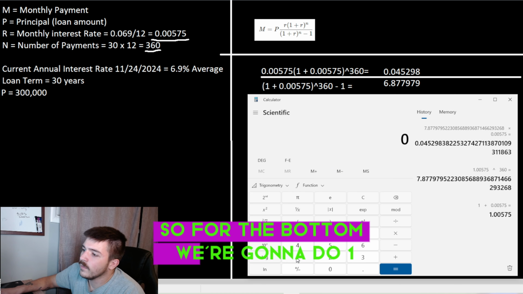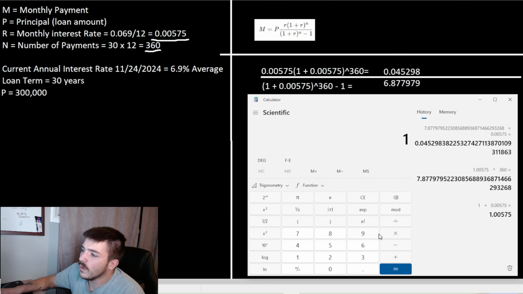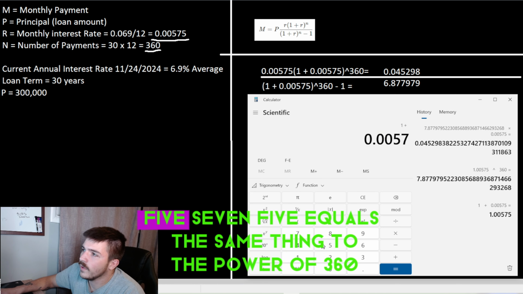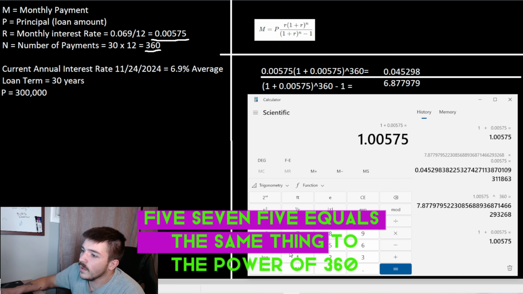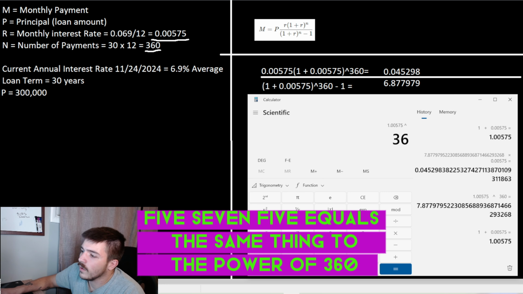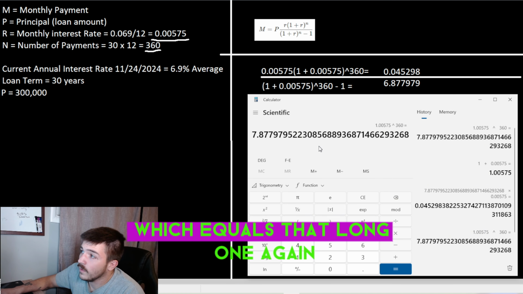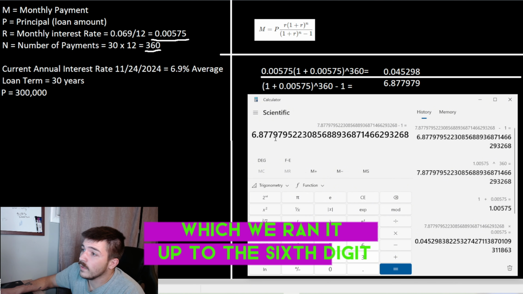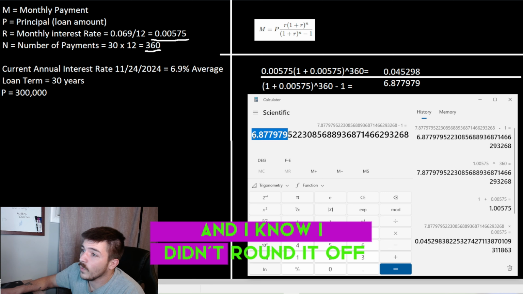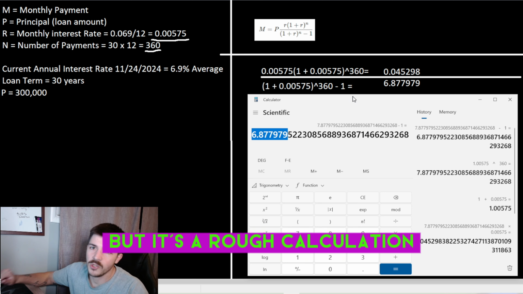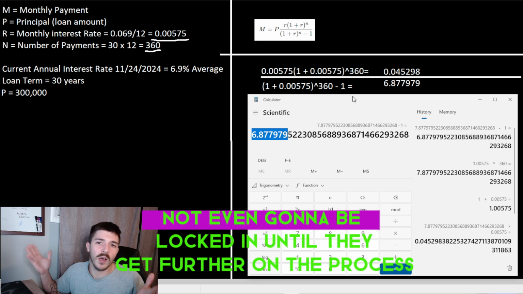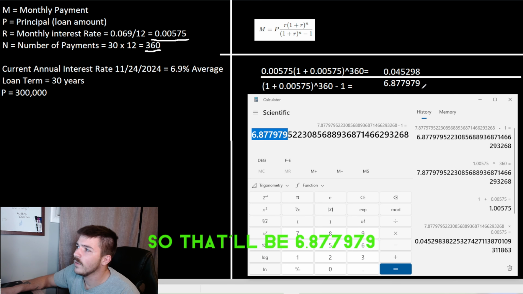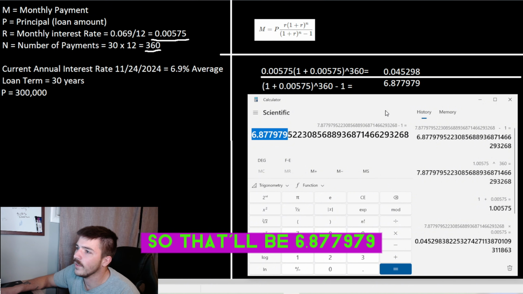So for the bottom, we're going to do 1 plus 0.00575, the same thing, to the power of 360, which equals that long number again, minus 1, which we rounded to the 6th digit. And I know I didn't round it off, but it's a rough calculation. This isn't going to be exact, and your rate's not even going to be locked in until you get further on in the process. So it's just a rough idea of how much you'd be paying. So that'll be 6.877979.